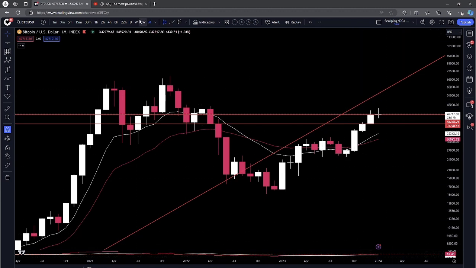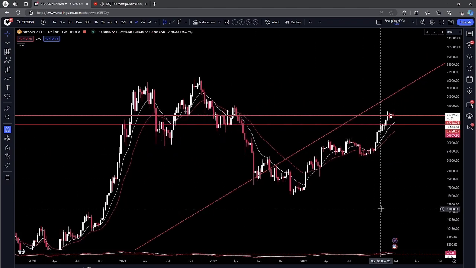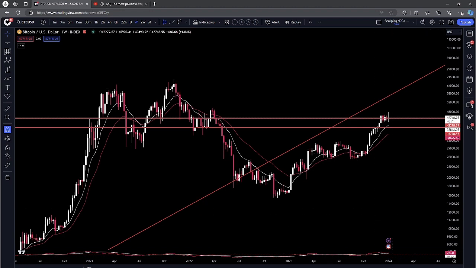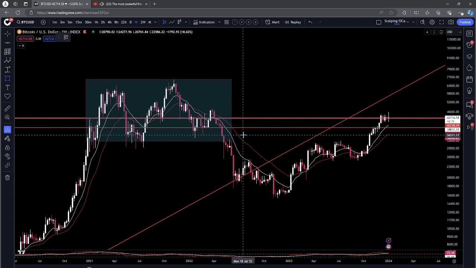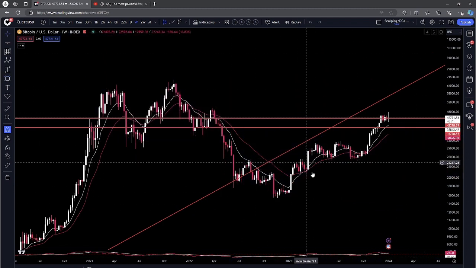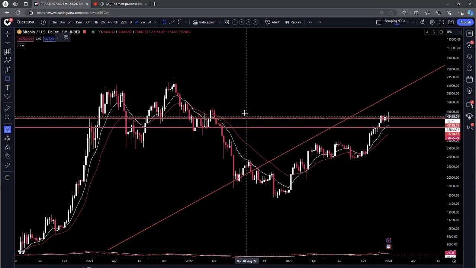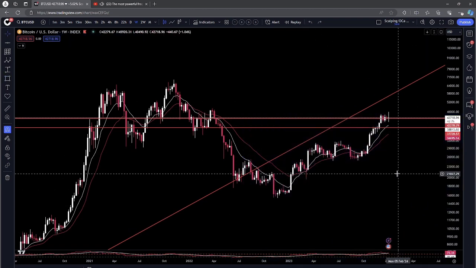Now we move on to our weekly time frame. In our weekly time frame, it's important for you to understand that this is one contraction phase and this is another contraction phase. With that being said, and price action here to our right, let's focus on our weekly contraction phase and see what this area is doing.